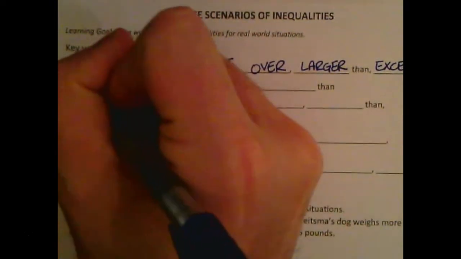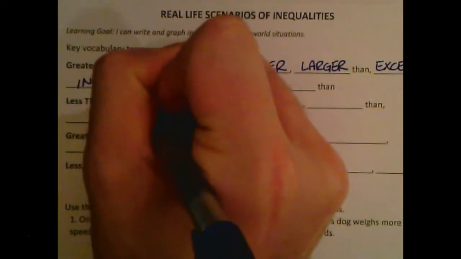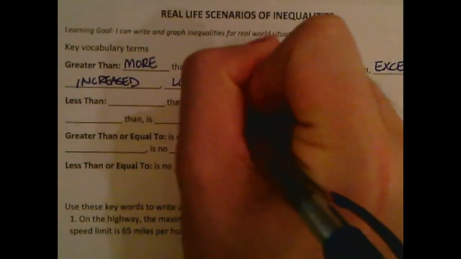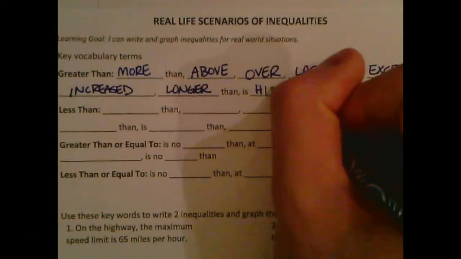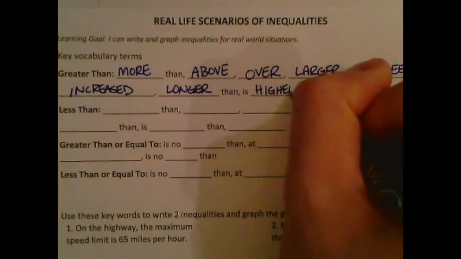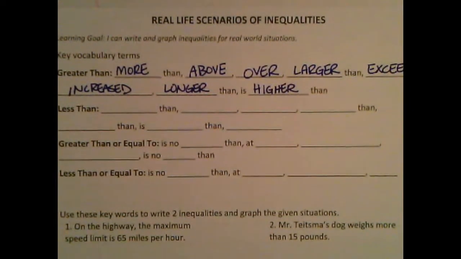Okay, increased. Longer than. And is higher than. Okay, so those are all ones that mean greater than. For less than, think about it, greater and less are opposites of each other, so the vocabulary that we have is pretty much opposite. Okay, instead of more than, it's fewer than.